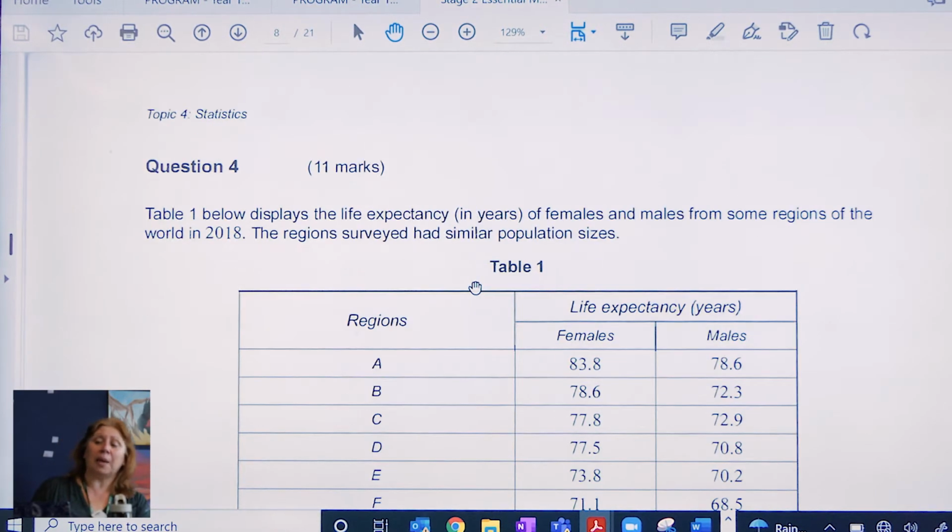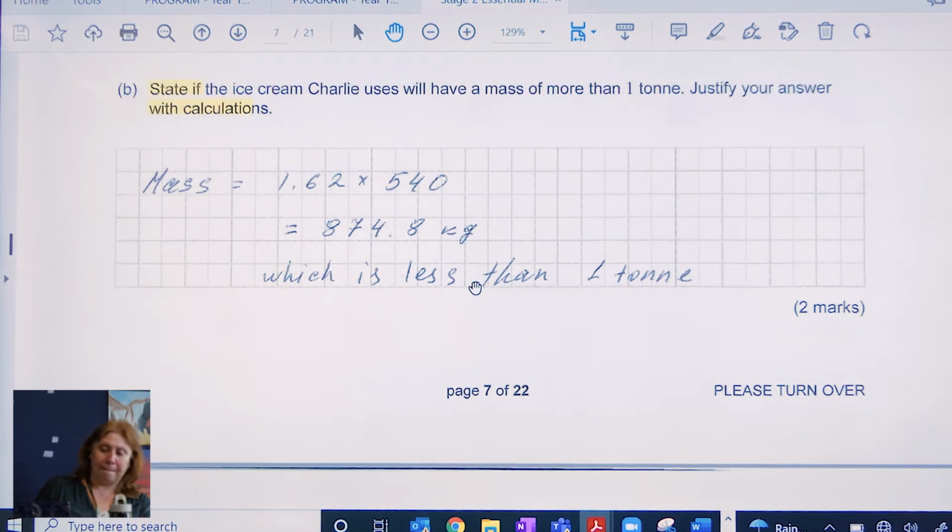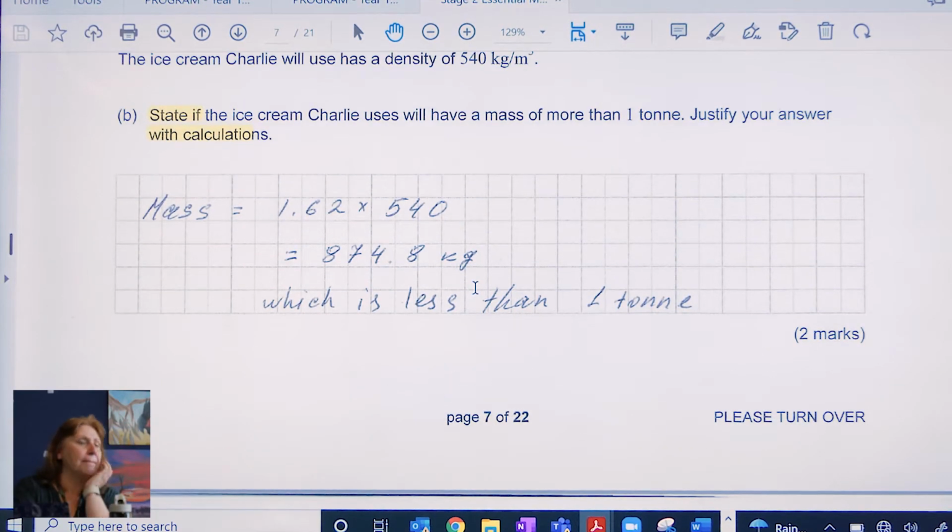Also, if they just put no or yes, or say it's less than or more than 1 ton, without the calculation, they get a 0. They need to justify, because it's a 50-50 chance, let me give it a guess. Some questions we need those calculations, some questions not, because we can see that they're thinking there.